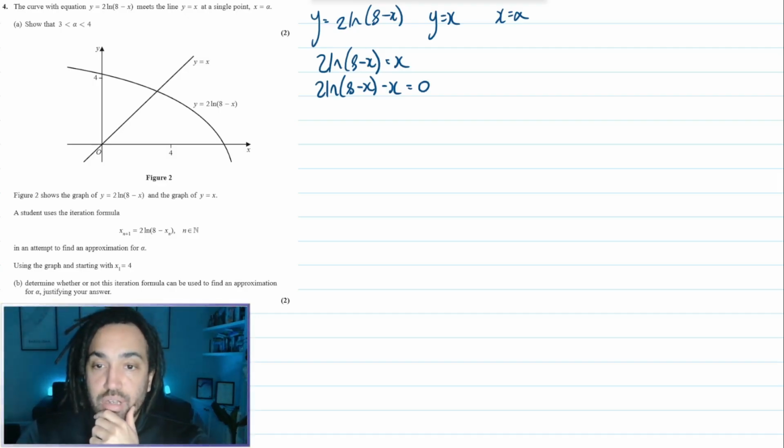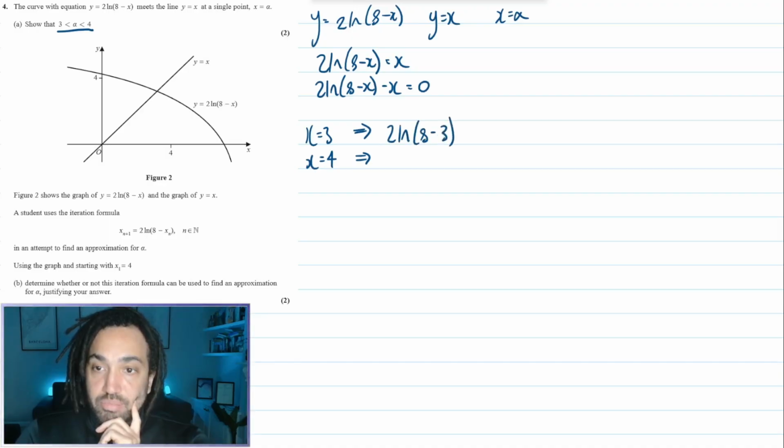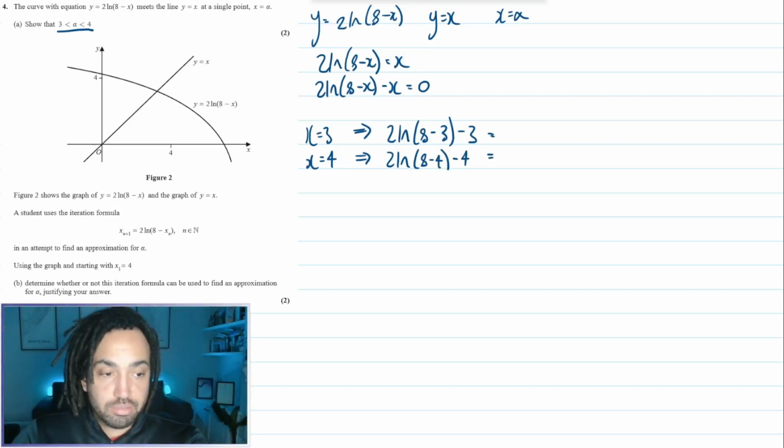Okay, now if alpha solves this equation and is between 3 and 4, then it means that if I sub in x equals 3 and x equals 4, I should get a change of sign, which shows that the root is in between those 2 points. Okay, so I'm going to do 2 ln(8 minus 3) minus 3 and see what that gets, and I'll do 2 ln(8 minus 4) minus 4 and see what that gets. I'm going to do that on my calculator now.